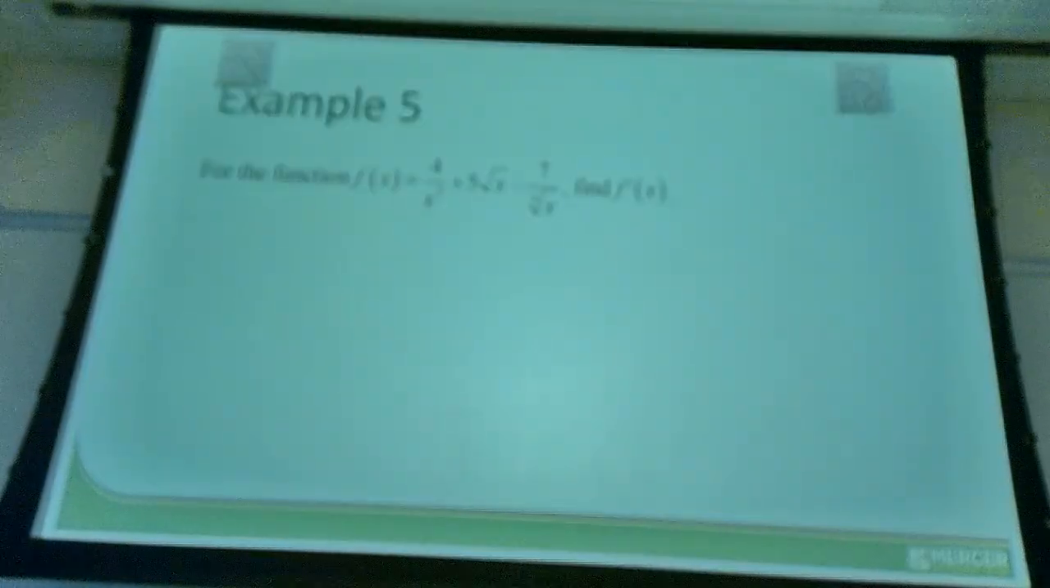So instead of trying to do this in our heads for right now, why don't we just rewrite it as powers? 4 over x cubed can be written as what? 4x to the -3. Square root of x can be written as x to the what? 1/2. 1 over cube root of x is x to the -1/3. It's not the square root cubed.